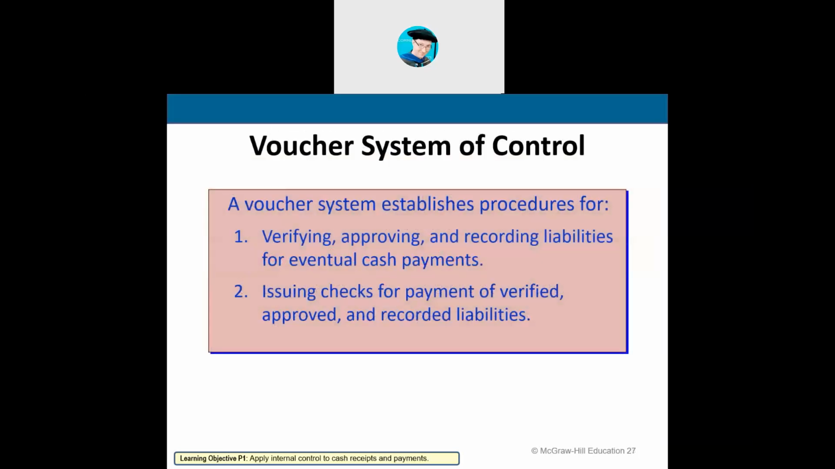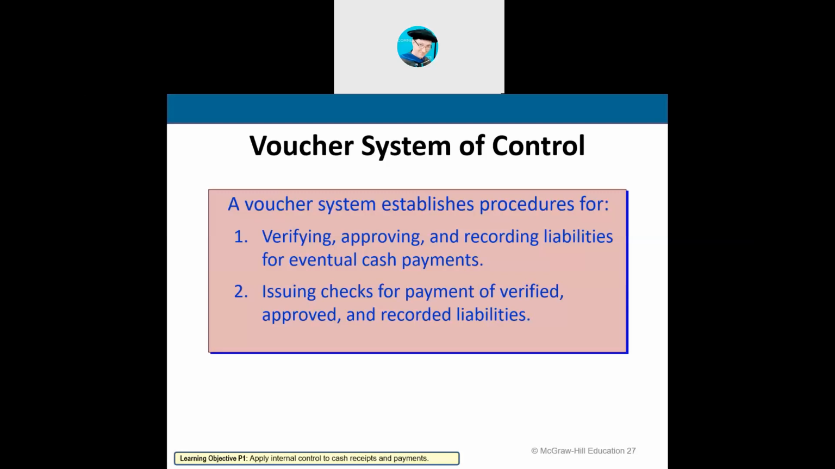Voucher system. This is related to your discussion board, I think. A voucher system is a process by which we verify, approve, and record liabilities in the event of a cash payment. Issuing checks for cash payment: verified and approved, and record liabilities.